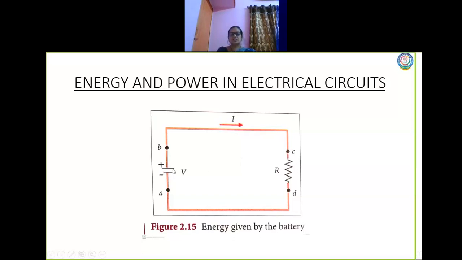Now this is the direction of current. So the current moves from the positive terminal to the negative terminal. So in the battery it is from A to B, and in the resistor it is from C to D. Okay? Now when the charge moves from A to B, it gains potential energy.